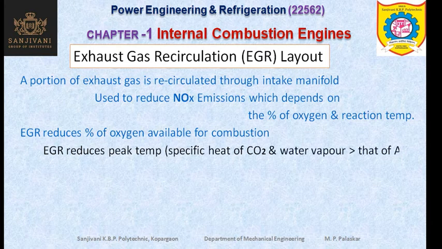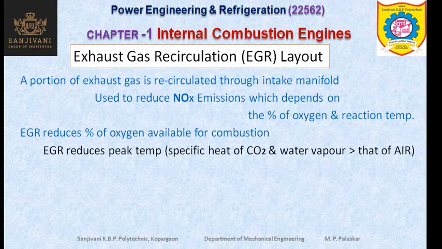Moreover, exhaust gas recirculation will also reduce the peak temperature after combustion. So the highest temperature after combustion will be reduced due to the exhaust gas recirculation. How is this possible? Because if the exhaust gases are recirculated, then the percentage of carbon dioxide and water vapor is more as compared to the air.